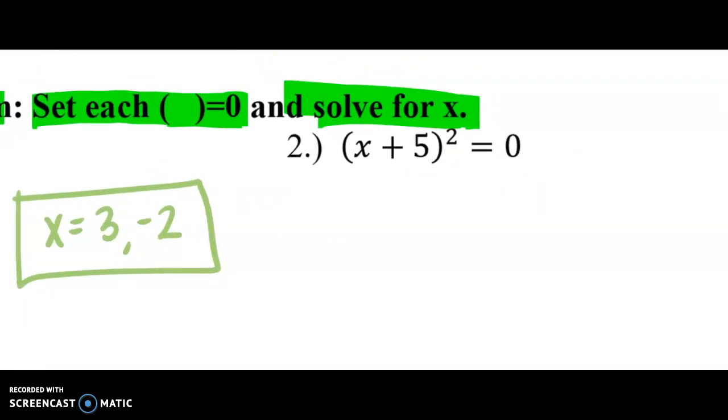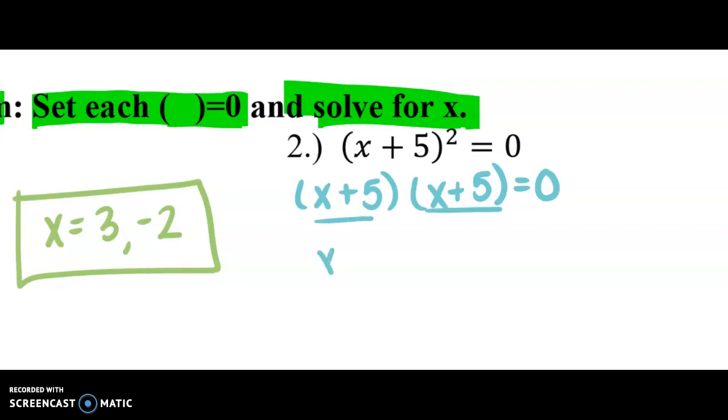Let's look over here at number 2. So in number 2, you have x plus 5 all being squared. Instead of foiling that out and then having to refactor, because that wouldn't make sense, what you're just going to do is split this up and write it as x plus 5 times x plus 5. And that's equal to 0. Set both of those separately now equal to 0. X plus 5 is equal to 0. X plus 5 is equal to 0.